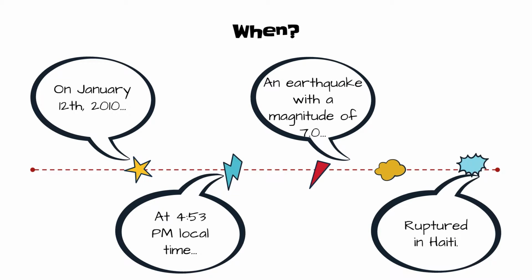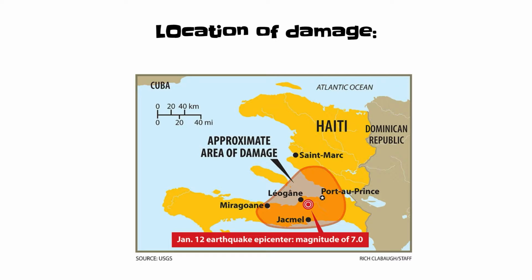Okay, so on January 12th, 2010 at 4:53 p.m. local time, an earthquake with a magnitude of 7.0 ruptured on the south side of Haiti. And if you take a look at this graphic, you can see more specifically where this was taking place. So there's a couple of cities that were majorly affected. And as you can see, the area of damage goes approximately 40 miles north and then around 60 miles from east to west.